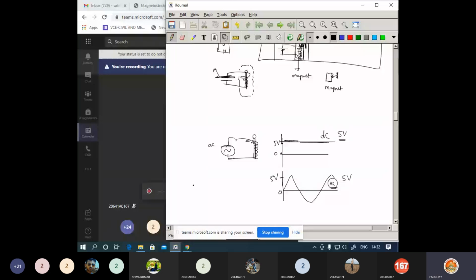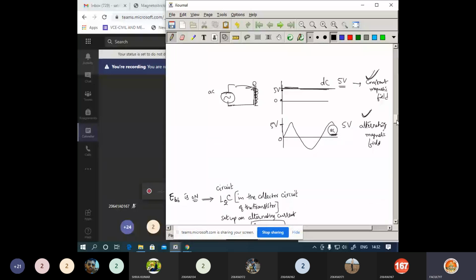Similarly here, you need to understand that instead of DC, consider it as a constant magnetic field. And here this has an alternating magnetic field. So two concepts you need to understand: one is the constant magnetic field and the other is the alternating magnetic field. That we are going to create here. Okay, now let me go here.